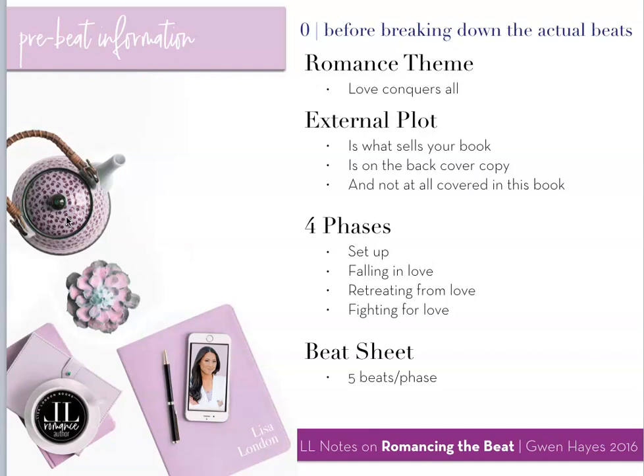So again, not a bad book, but just remember, if you need to plot your book out, this is not, in my opinion, how you plot the book. It's just how you plot out, or think about, the emotional arc of the romance. In this emotional arc, there are 4 phases, and she calls them the setup, falling in love, retreating from love, and fighting for love. The setup, she says, is the first 25%, but after that she doesn't give any percentages. And there are 5 beats per phase.